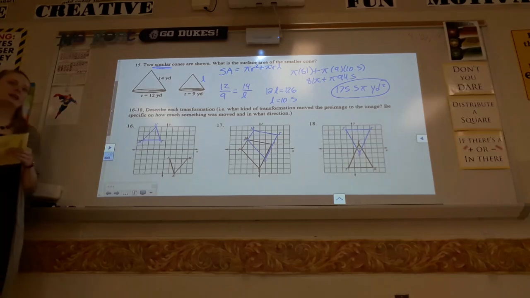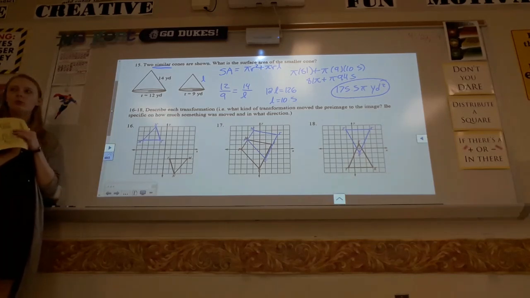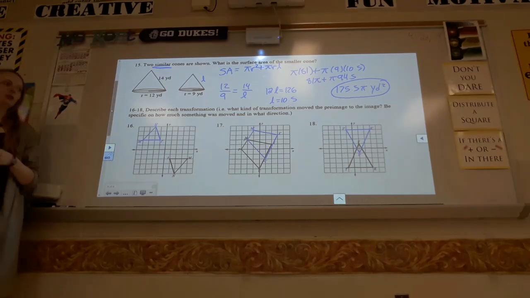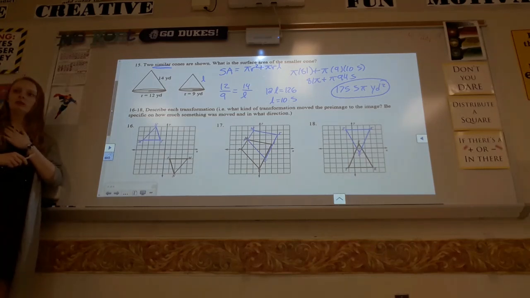Okay, so for this kind of question, use your proportions. So that's the Unit 10 material. Anybody have any questions on any of that? Lesson 1 through 3?